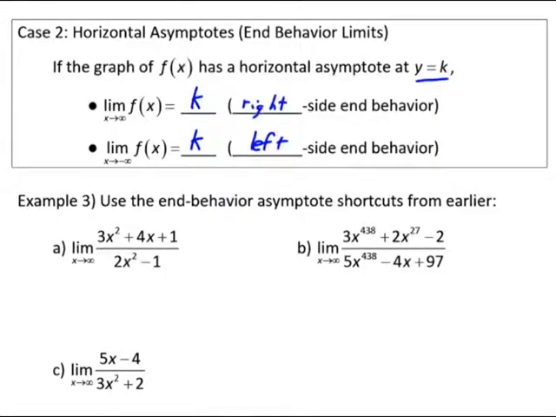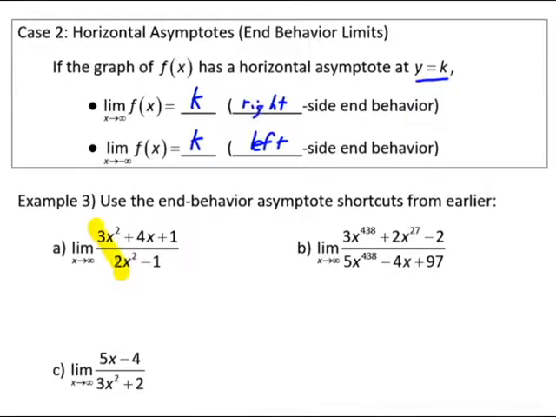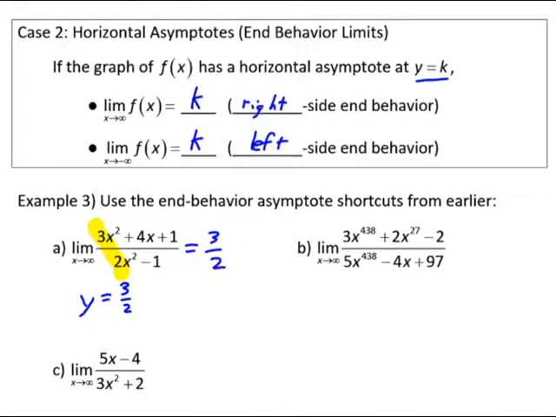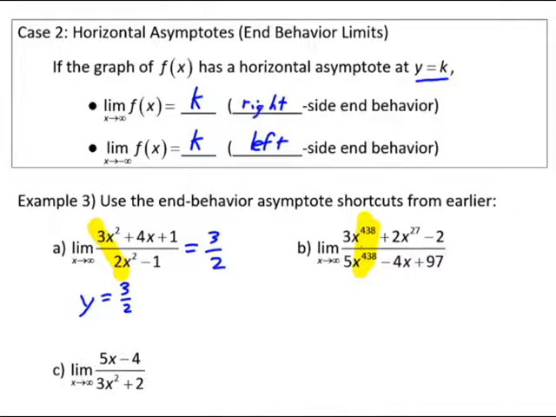We now have shortcuts for finding horizontal asymptotes. If numerator and denominator have the same degree, then the end behavior asymptote is simply the ratio of the lead coefficients. Therefore, in the long run, as x approaches infinity, the limit is going to settle in on that end behavior asymptote. That's your answer. It doesn't matter how high the degree is. If they're the same, then the horizontal asymptote is the ratio of lead coefficients.